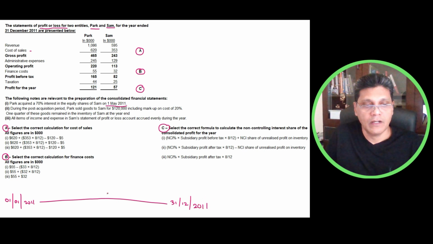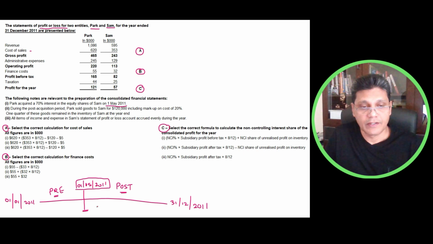However, the company was acquired in between, so this was acquired after 4 months, 1st May 2011. So this is very important, this date of acquisition, because prior to this is pre and this is the post. So therefore, whenever you do the consolidation, line by line consolidation, you need to consider the revenue and cost proportionately. So let's see what is the assumption on allocating these revenue and cost in the question.